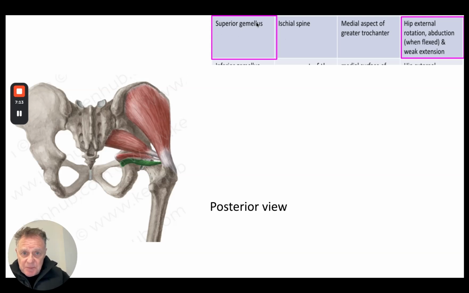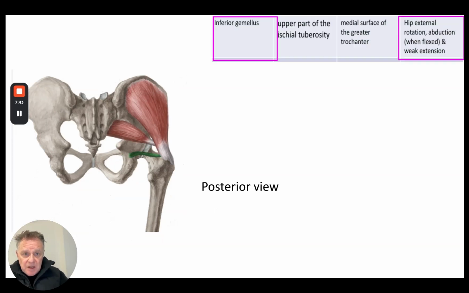Superior gemellus from the ischial spine. Now, the ischial spine is a projection on the posterior aspect of the pelvis, and it goes out into the greater trochanter, medial aspect. So same deal: because it's behind the axis of rotation for the hip, it will externally rotate the hip and abduct the hip as well.